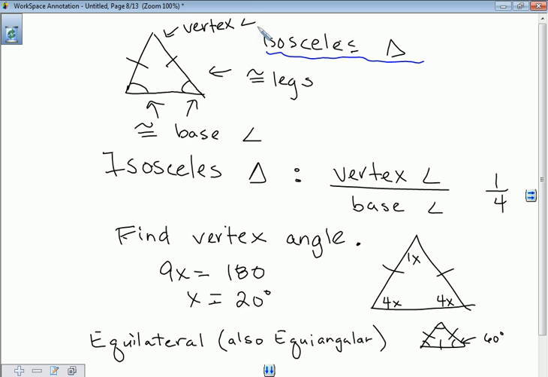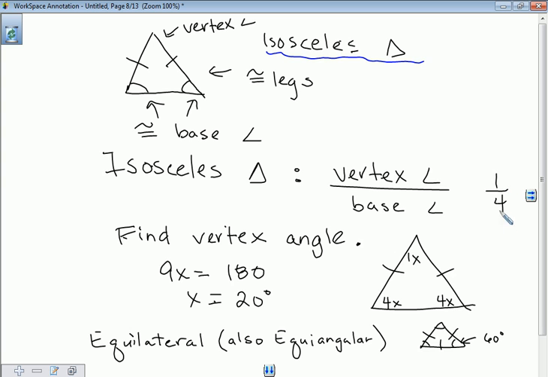So, how would you see this type of problem? I don't really know, but I know how I've seen it on the SAT. Let's say I told you we had an isosceles triangle, and the ratio of the vertex angle to the base angle was 1 to 4. Find the angles. Or find the vertex angle.